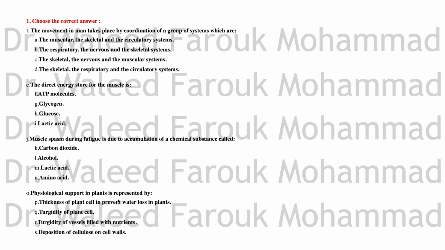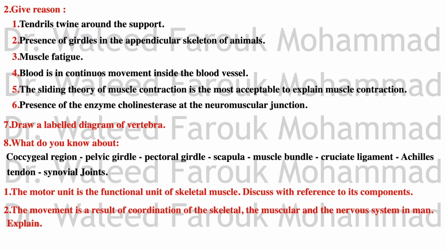Physiological support in plants is represented by, remember, it's physiological support, not structural. So physiological, we talked about the turgidity of plant cells. That is responsible for the support in plants. This is the physiological support. Okay, give reason why the tendrils twine around the support. Twine means the surface that's in contact with the support grows slower than the outer surface. That's why it's twining. Remember that.